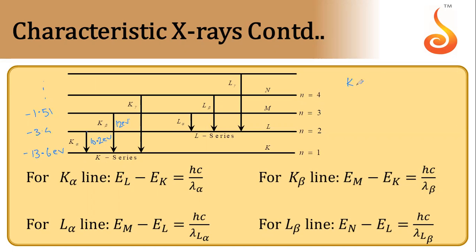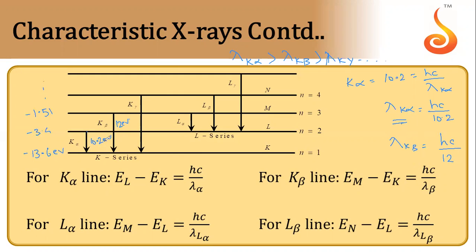So for K alpha, our energy difference is 10.2, which will be HC by lambda of K alpha. So lambda of K alpha will be HC by 10.2. Similarly, the wavelength of K beta will be HC by 12. So which of these two wavelengths is greater? As you can see, the wavelength of K alpha will be greater. So I can say the wavelength of K alpha will be greater than the wavelength of K beta, and similarly it will be greater than the wavelength of K gamma, and so on.